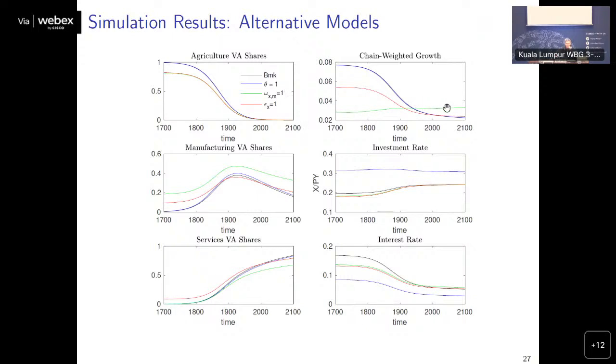They get that the chain-weighted growth, the way that we measure it, should be increasing over time. Our model is going to predict that growth declines over time. So this is a qualitative difference, going beyond these knife-edge cases.